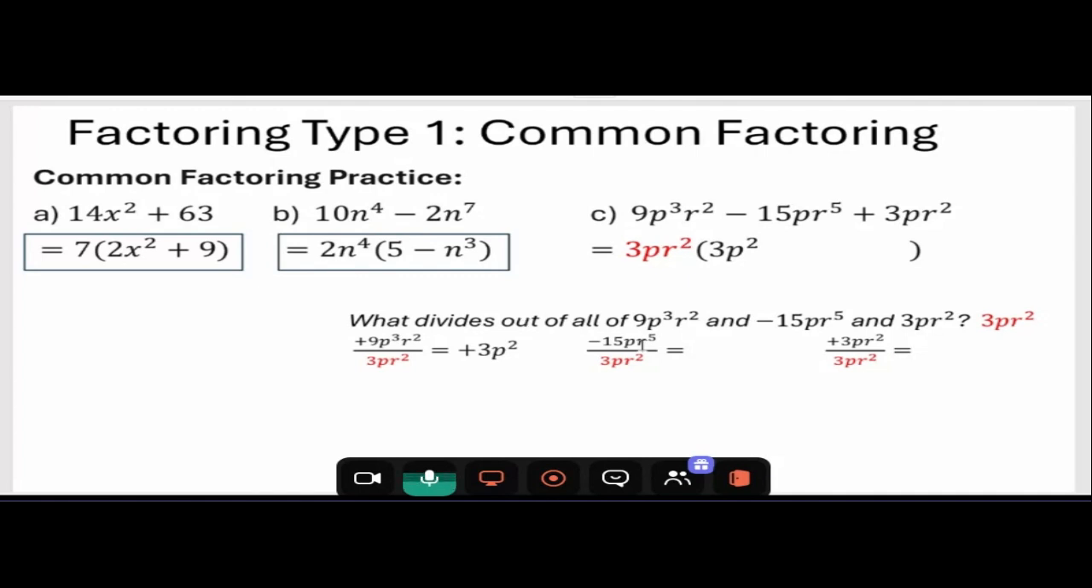What about this second term? Negative 15, I pulled out a 3, so that's negative 5. I pulled a p out, and so there's no p's left. Or if you look down it this way, p over p cancels out, right? R to the 5th over R squared is R cubed. So again, one way when you get kind of stuck is to actually do the division.